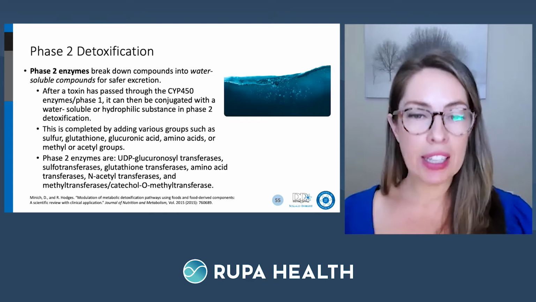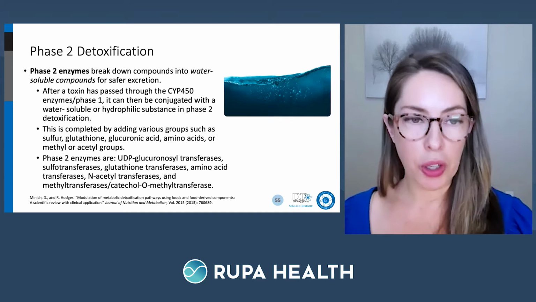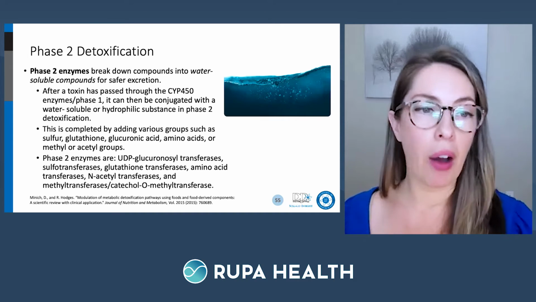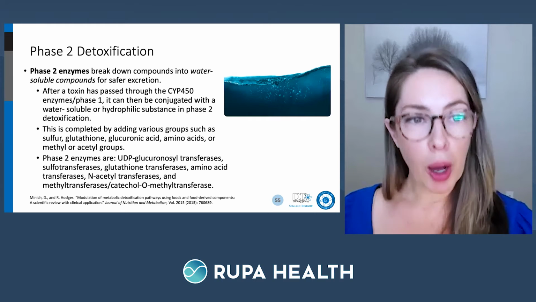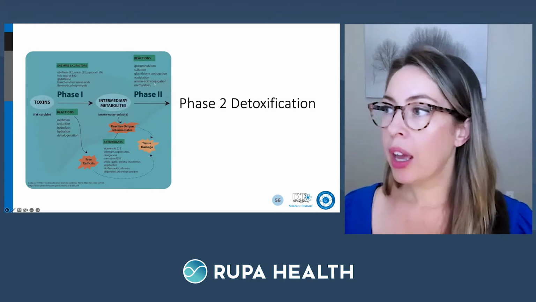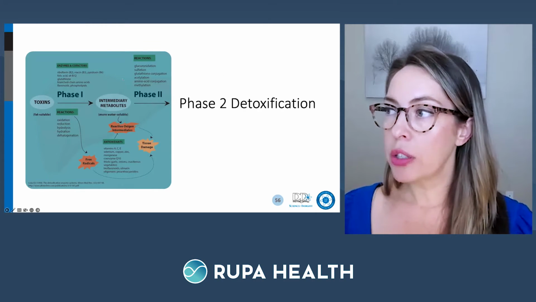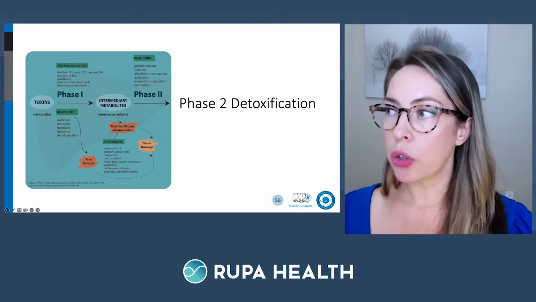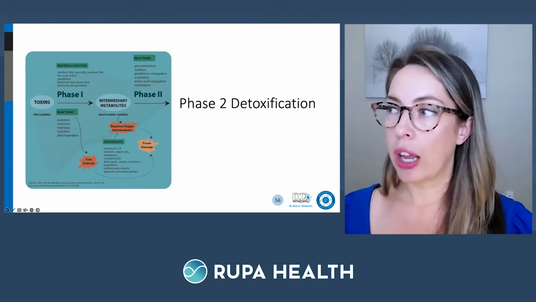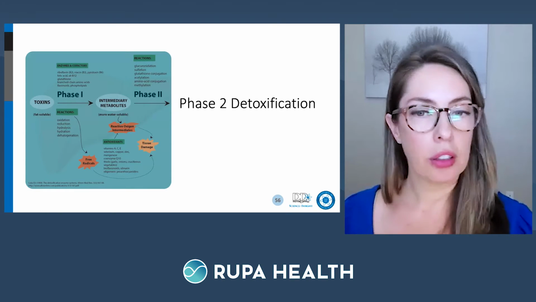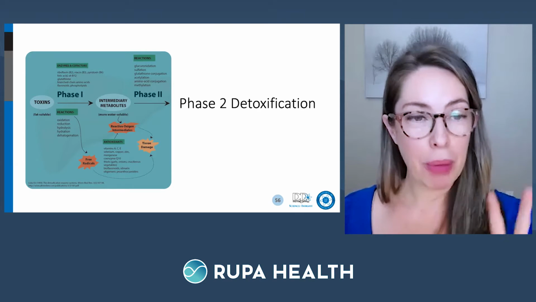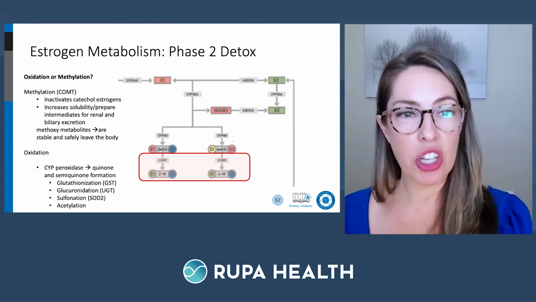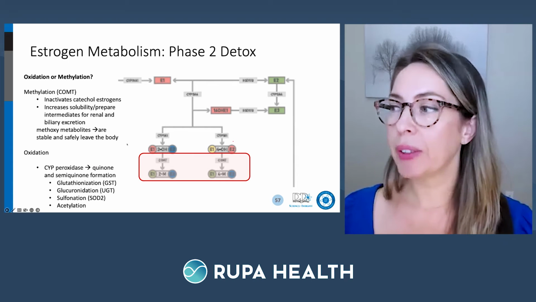So this is breaking down compounds into water-soluble forms so that we can get them out of the body, make them less toxic. And we're accomplishing this through these different types of reactions that you see here: glucuronidation, sulfation, glutathionization, acetylation, amino acid conjugation, and methylation. Methylation is specific to estrogen. So this is what that looks like.